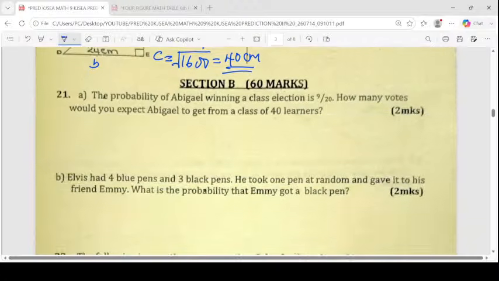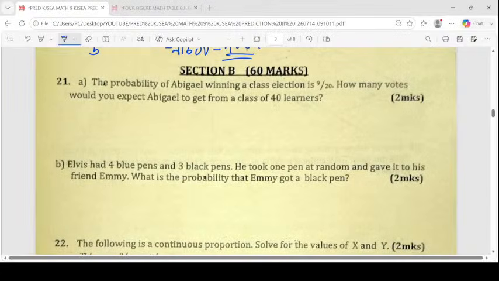Let's now look at section B, which carries the most marks and involves some calculations.